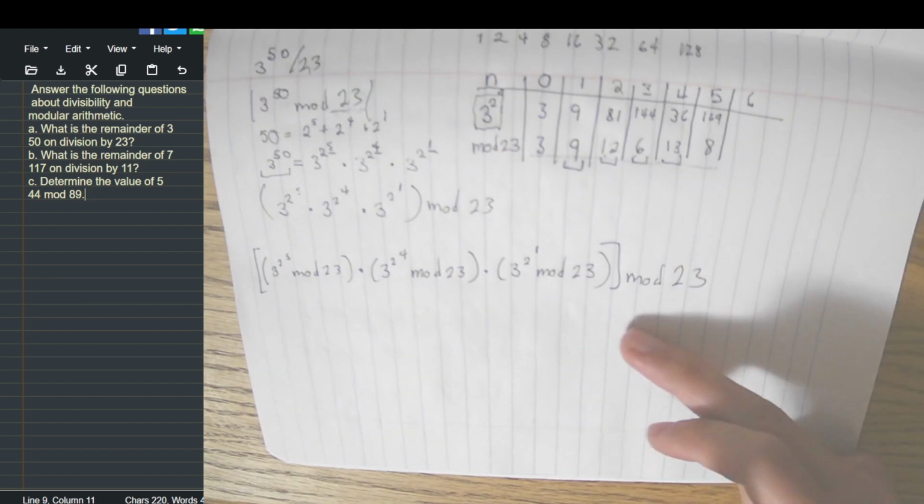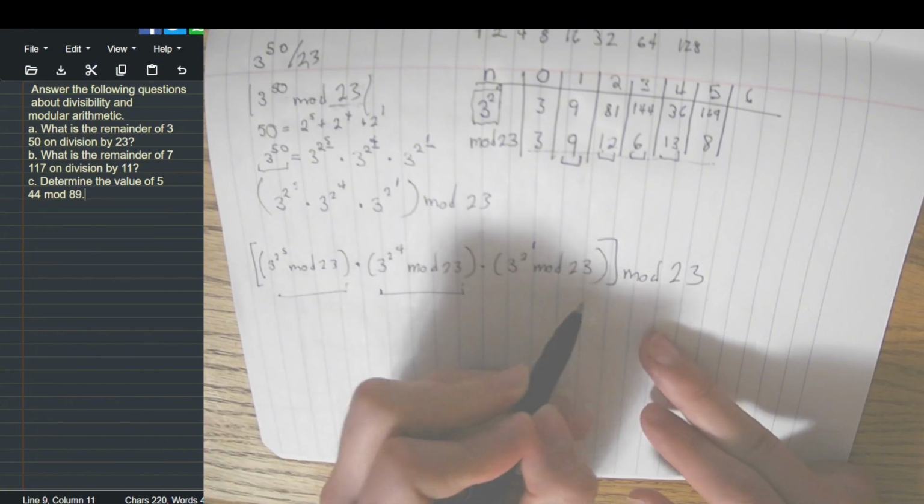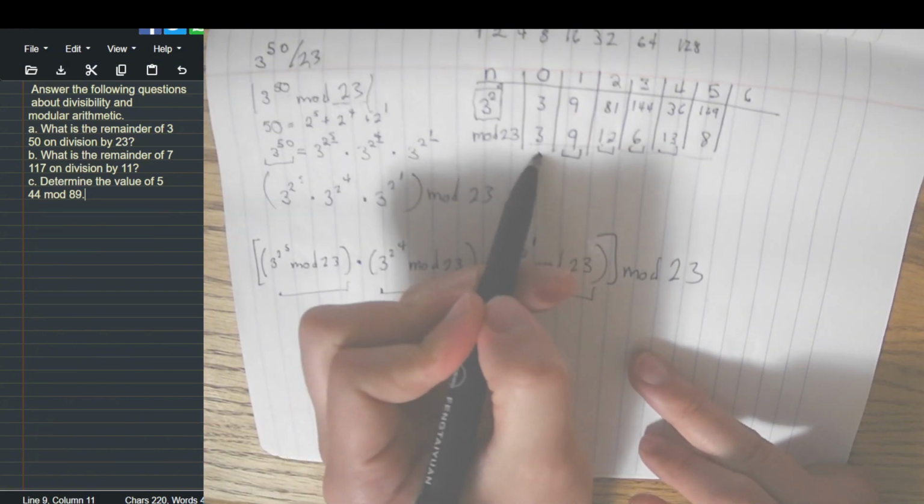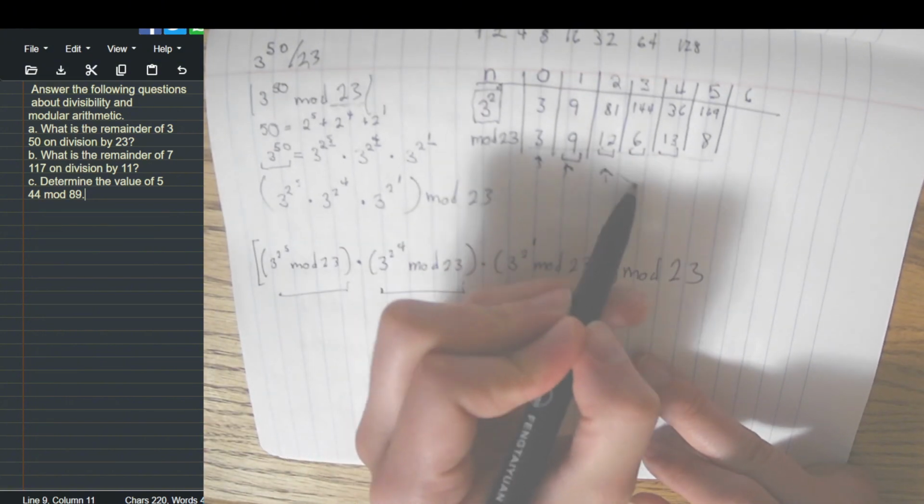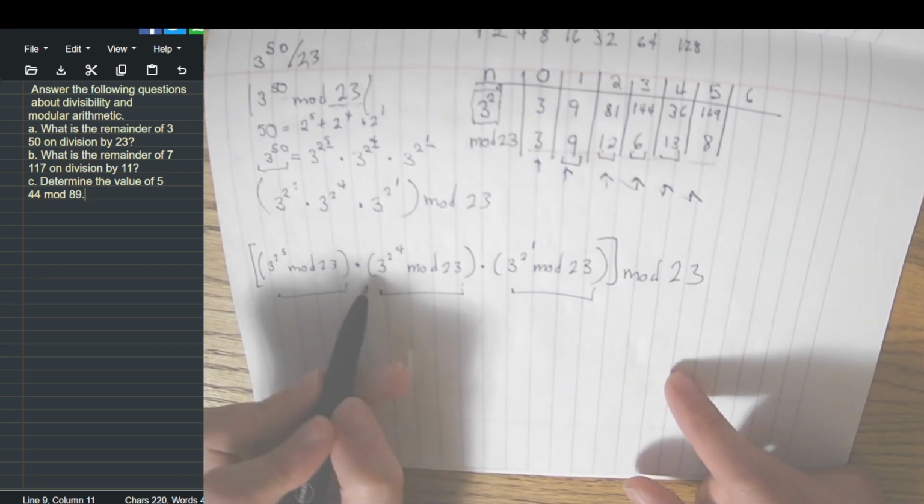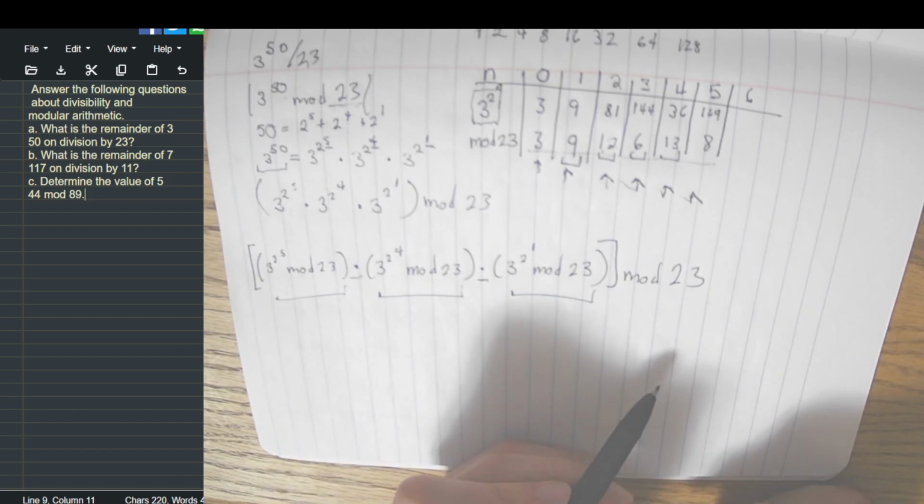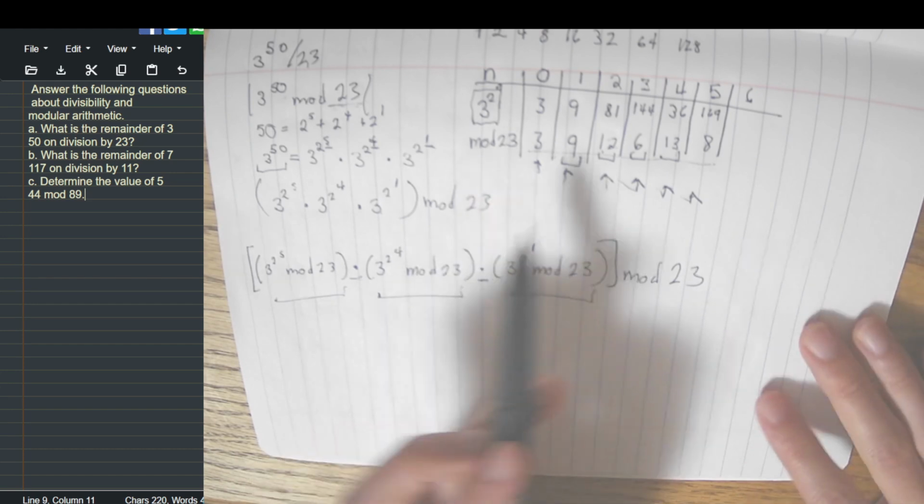So that's me rewriting it, but I already solved for what these three terms are. They're right here. So I just need to plug in those values, multiply them, and then take the modulus of 23 for that, and I'll get my answer. So let's plug that in.